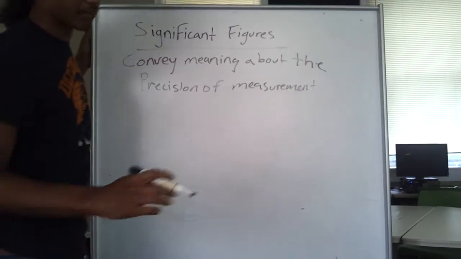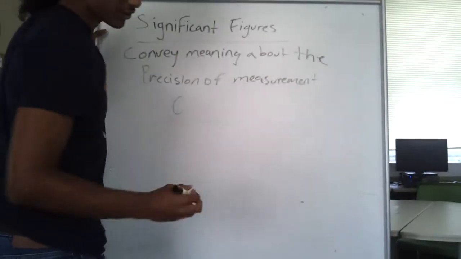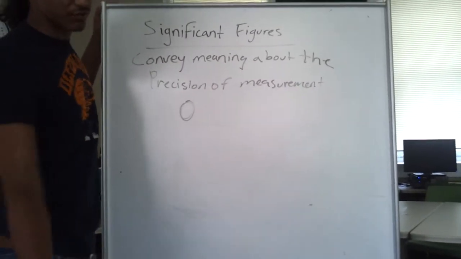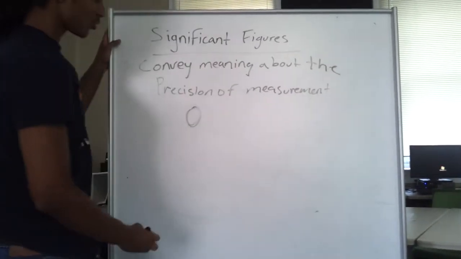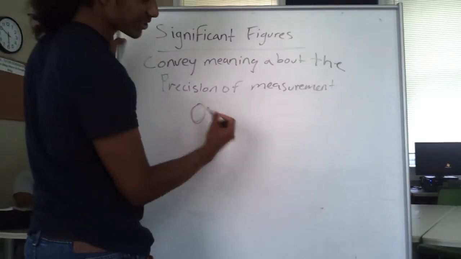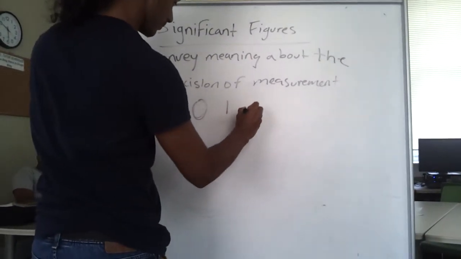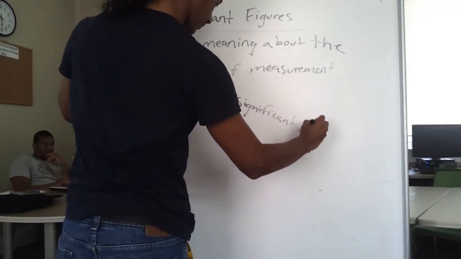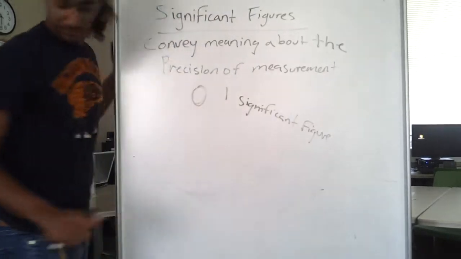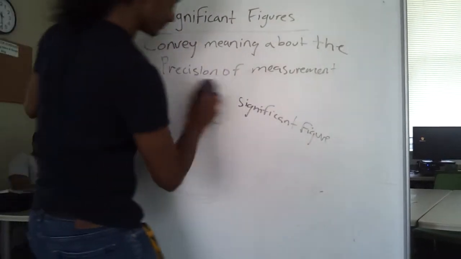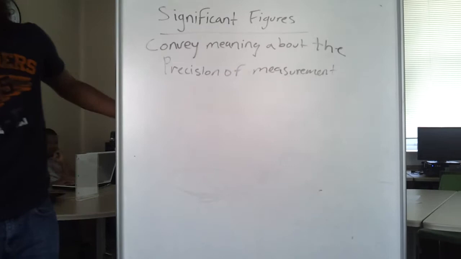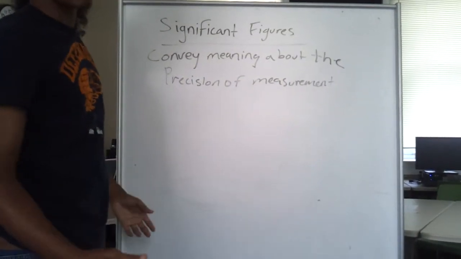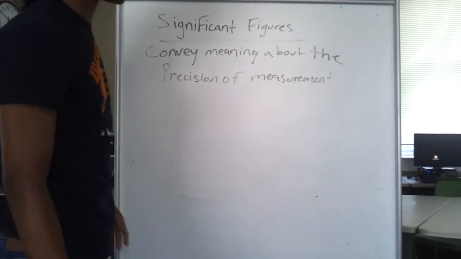Next, the number 0 is most often considered a placeholder. The 0 is also considered a significant figure when it's by itself. So when 0 is always by itself, it's a significant figure. And now the other rules that we're going to go through are what makes a number not a significant figure, or a 0.